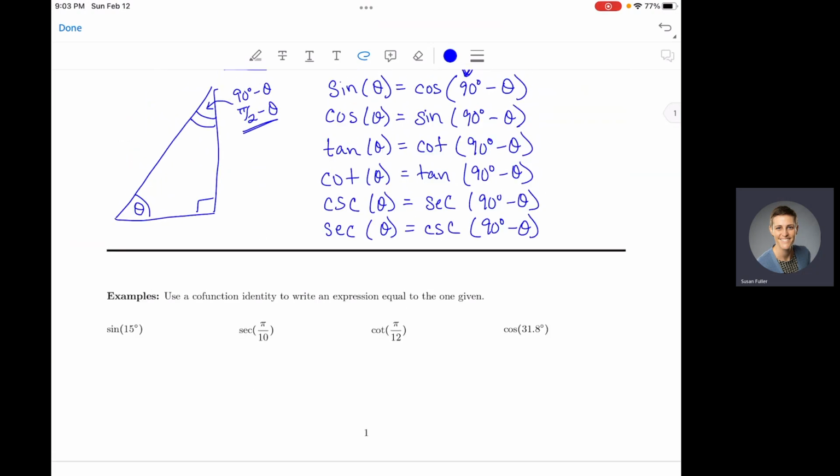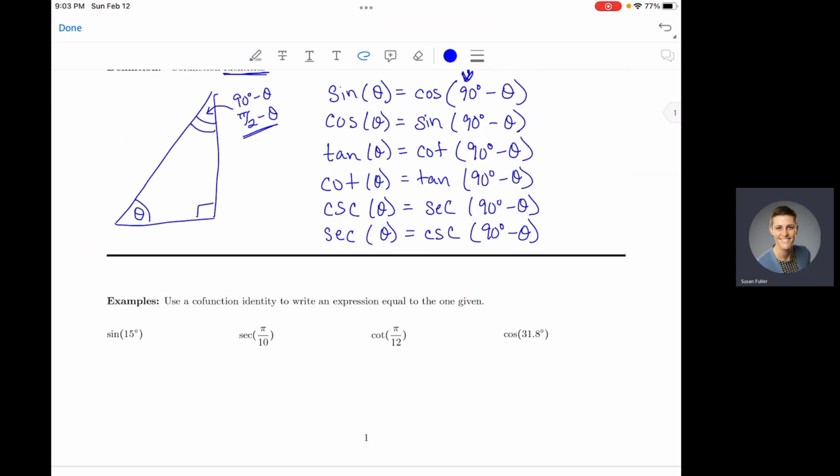Let's try these. Now, especially in ALEKS, they don't actually want you to put any of these values into a calculator. We're not looking for the value of these trig functions. We want to use a cofunction identity to write an expression that means the same thing. So the sine of 15 degrees, they do not want you to put this in a calculator and tell them what the sine of 15 degrees is. We are looking for an equivalent expression.